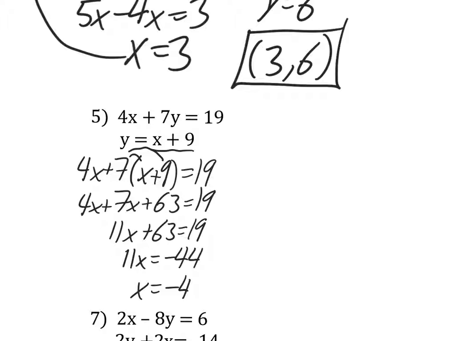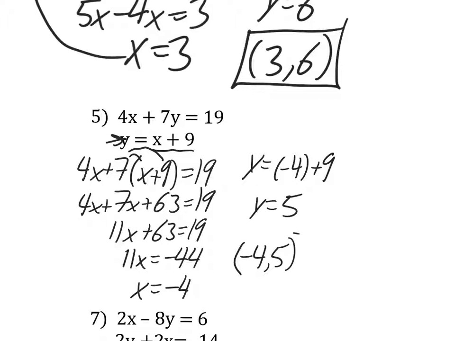Now, I'm going to take this, plug it back into my second equation. So y equals, instead of x, I'm going to put negative 4, plus 9. y equals positive 5. So my final answer is (negative 4, 5).